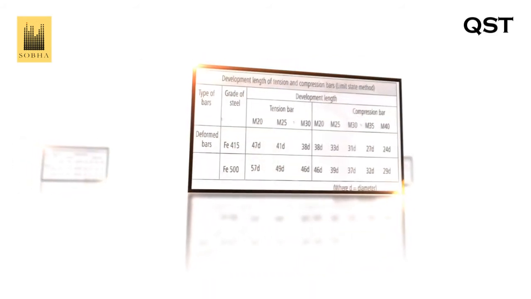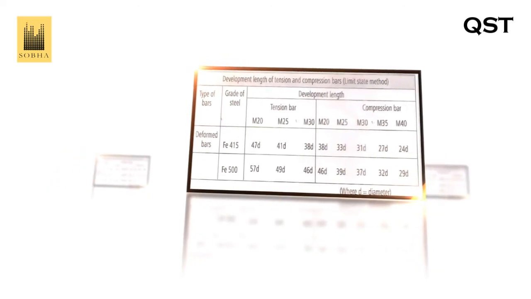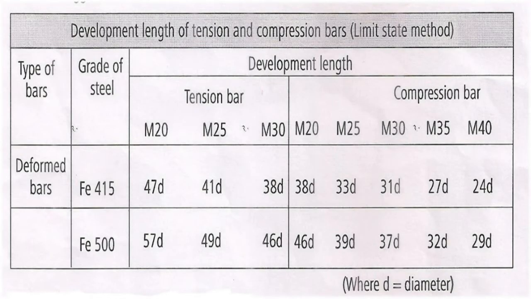Development length of tension and compression bars in limit state method. The type of bars used are deformed bars. The development length for grade of steel Fe415 for tension bars: for M20 grade of concrete it is 47 times of its dia, for M25 it's 41 times of its dia, for M30 it's 38 times of its dia. While coming to the compression bars, for M20 it's 38 times of dia, for M25 it's 33 times of its dia, for M30 it's 31 times of its dia, for M35 it's 27 times of dia, for M40 it's 24 times of dia.